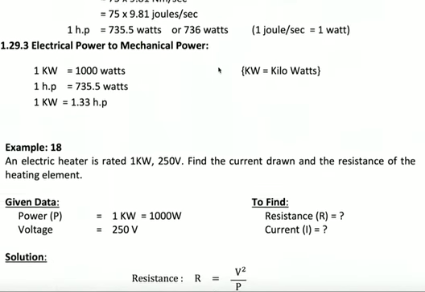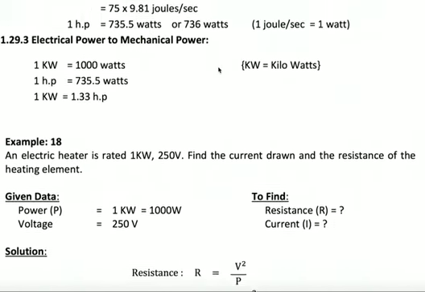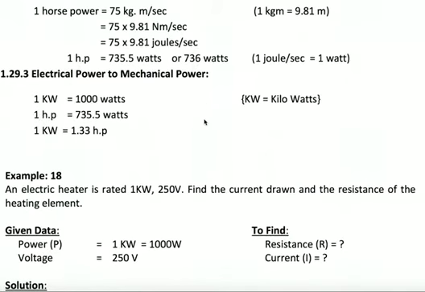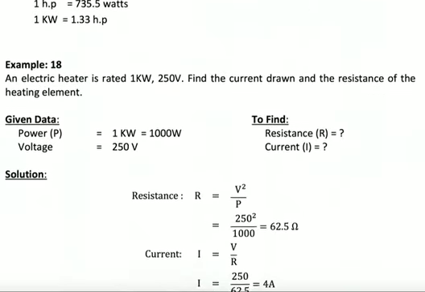Electrical power to mechanical, inverse, vice versa will come if you do it the other way. Vice versa relation can be easily found. It came out to be 1.33 HP, but you need to remember at least one. This is better. 1 HP equal to 736 watt.